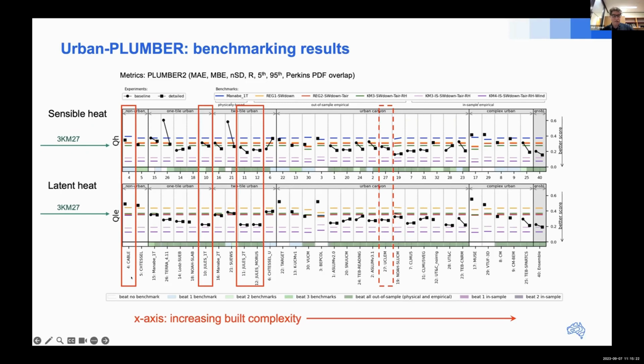If I highlight the ones that are of interest for the ACCESS community, we have CABLE. Now that is not beating any benchmarks in latent heat, and it's just beating a simple physically based benchmark in sensible heat. But the more complex urban LSMs that include an urban representation are doing quite well comparatively. Particularly the JULES set of models is one of the better performing models in the comparison project.